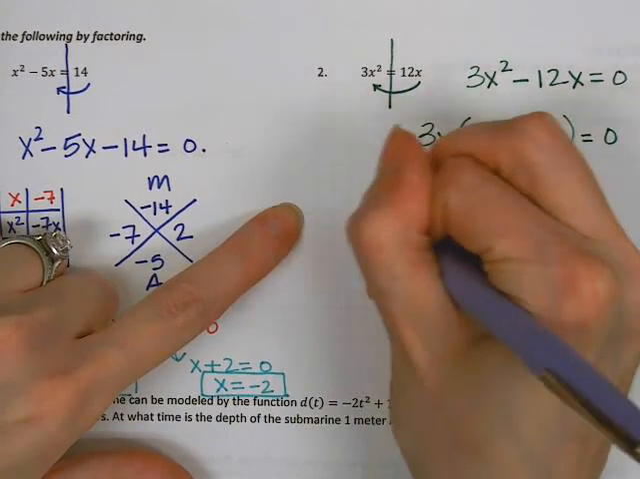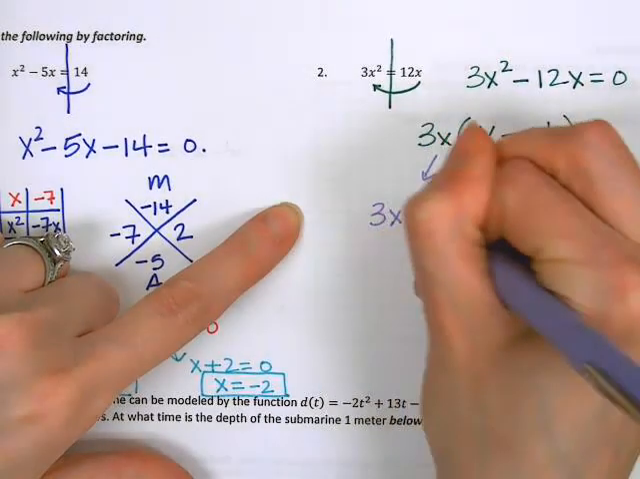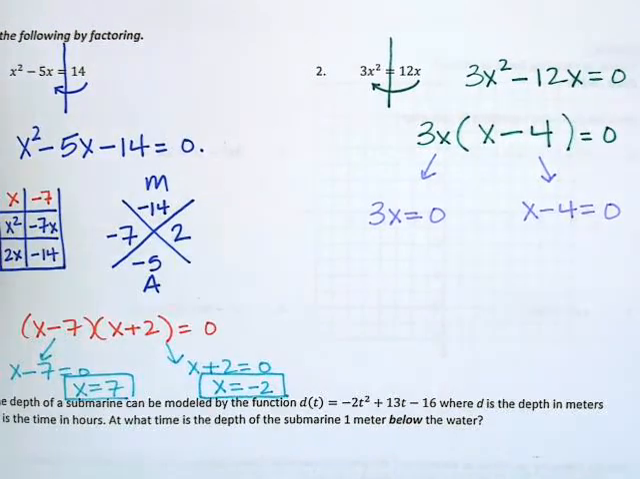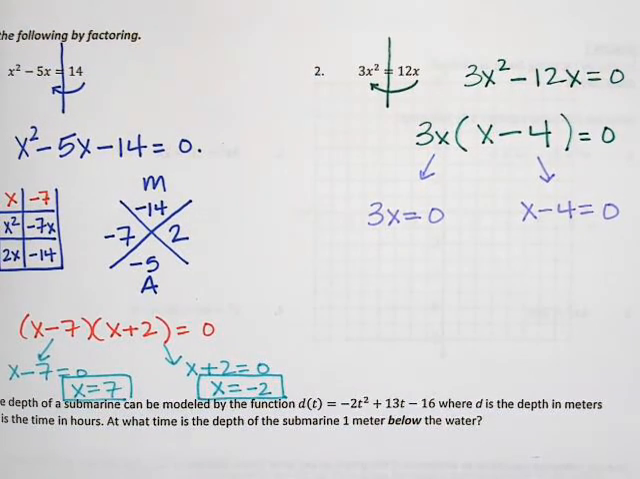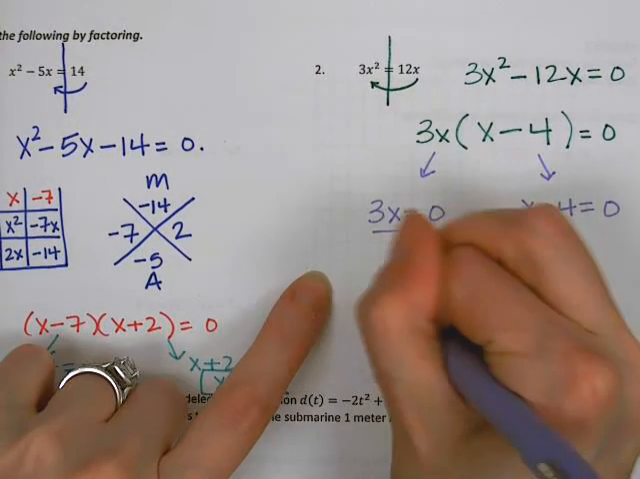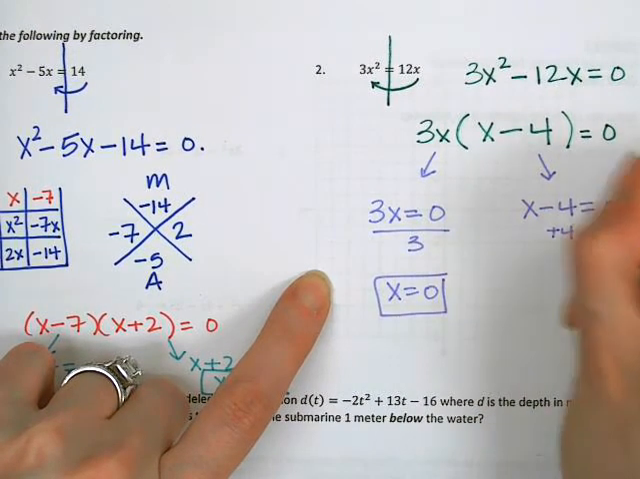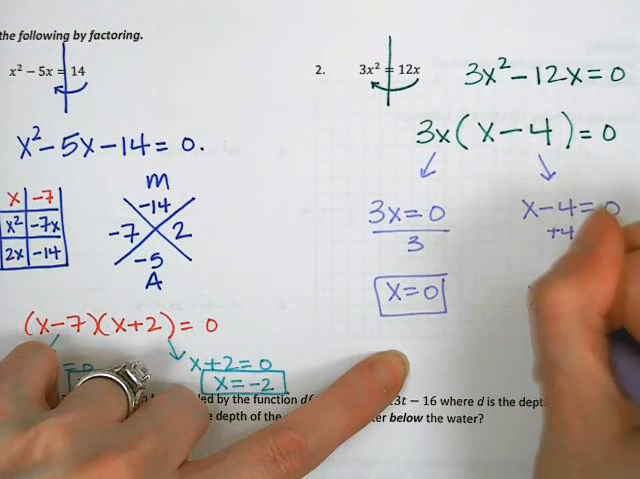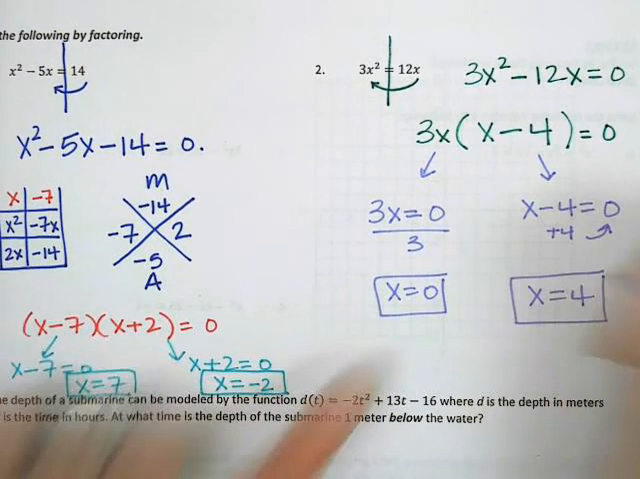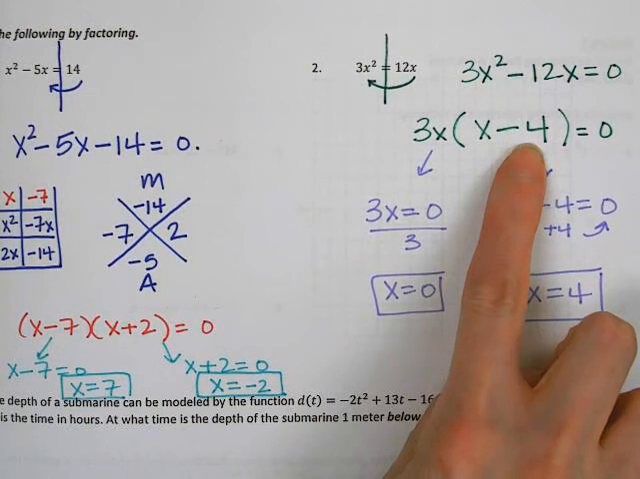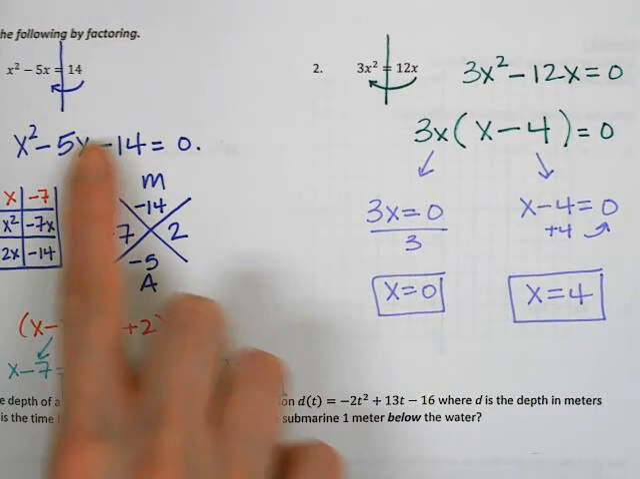So zero property says either 3x equals 0 or x minus 4 equals 0. And then right away we can get our two answers. If you divide by 3, x equals 0. And this one, if you add the 4 over, you get x equals 4. So those are your two answers. So actually, the GCF ones are easier than the trinomials.